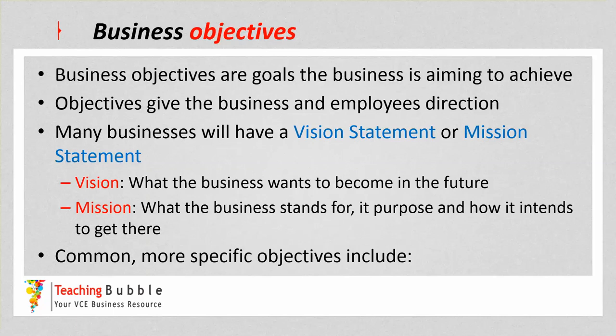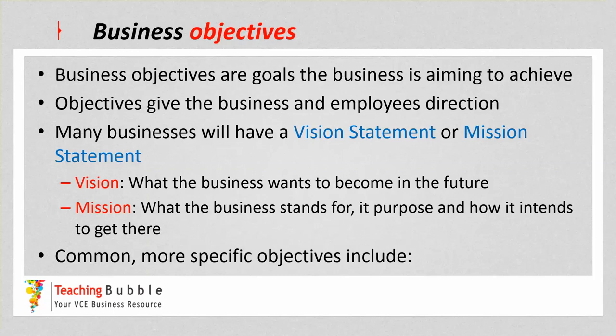So objectives give the business and the employees that work within the business real direction so that they know what it is they're trying to achieve and they know their role within the business in terms of achieving that particular objective. Now, there are some really specific goals or objectives that we need to get to that are written into your study design. But first of all, I just want to spend a second talking about the sort of long-term objectives that many businesses have.